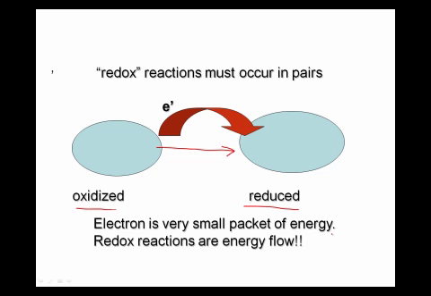Now, if you remember from back in lesson 2, electrons are tiny little bundles of energy, and so as electrons are being passed from one molecule to another, this is energy flow. This is the smallest little bit of energy that can be passed from one molecule to another.